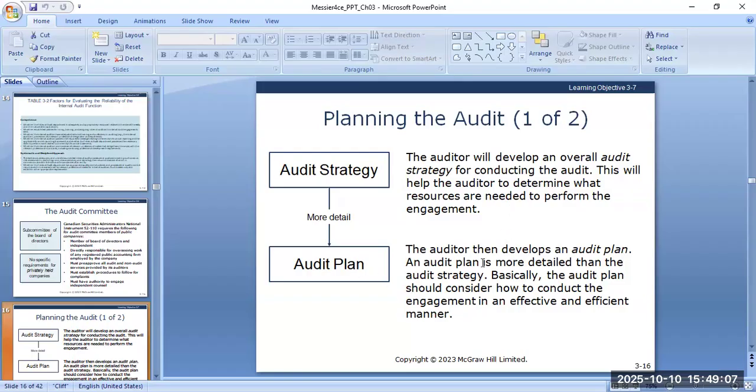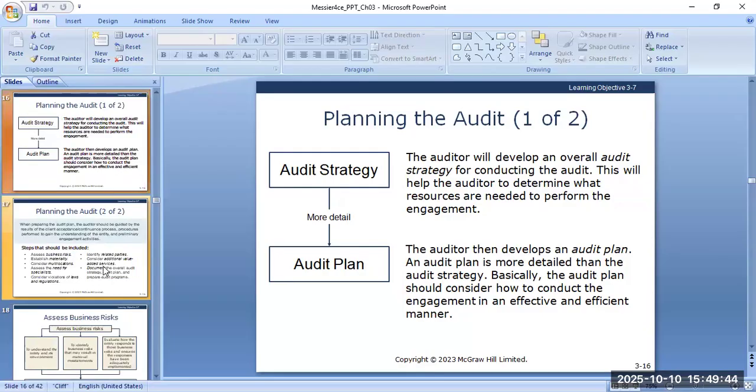Now for the audit plan, the auditor then develops the audit plan. The audit plan is the most detailed, more detailed than the audit strategy. Basically, the audit plan should consider how to conduct the engagement in an effective and efficient manner. So how can we achieve everything that we need to do? Be efficient and be on time. Being on time means saving money for the client. We're going to see later that's one of the objectives of audit, not to spend too much time.